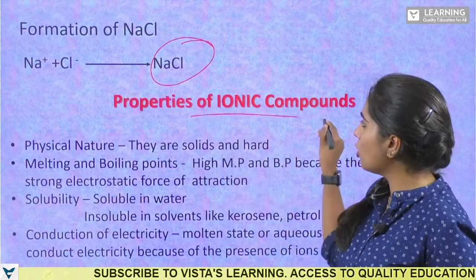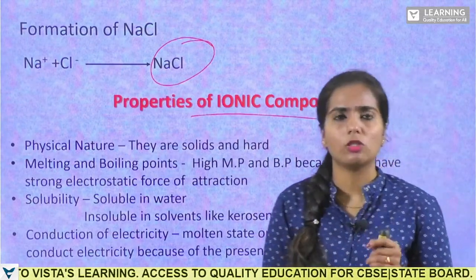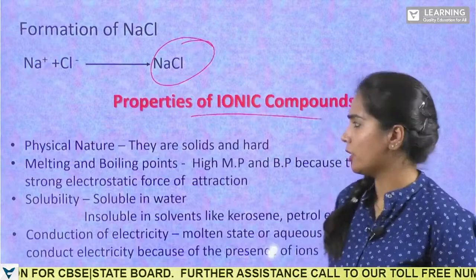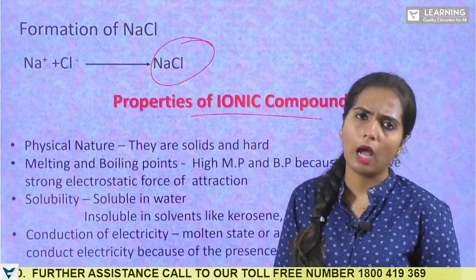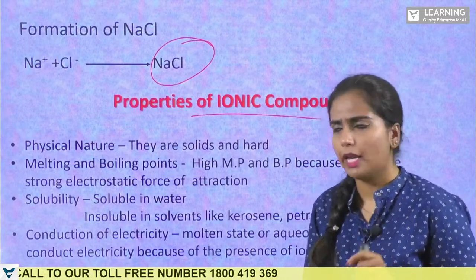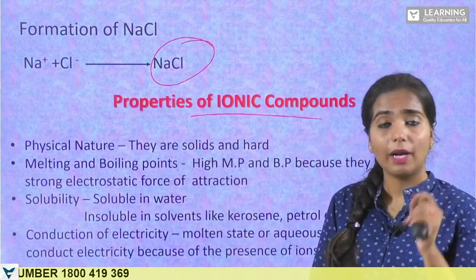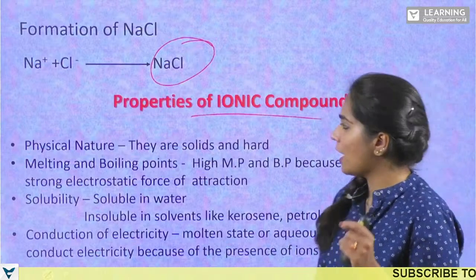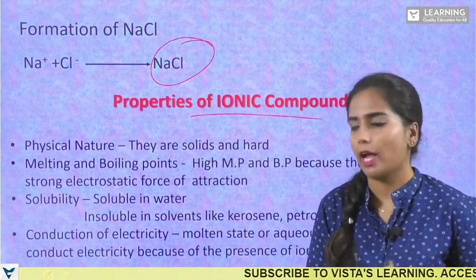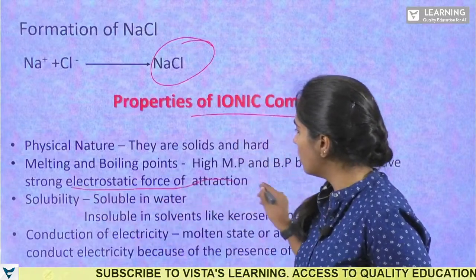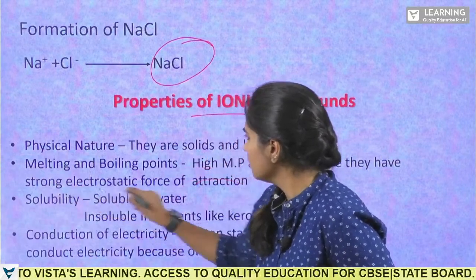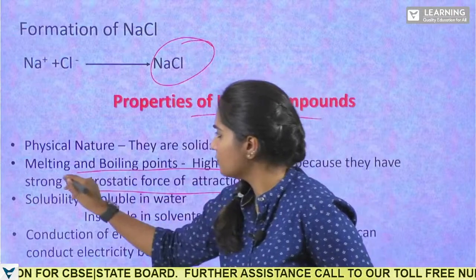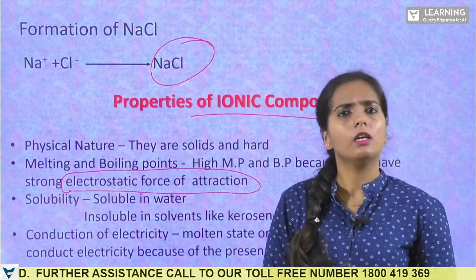Next one is the properties of ionic compounds. These are the important properties you are supposed to remember. The first one is physical nature. They are solids and also they are hard. They are solid in nature and also hard. Followed by the melting and boiling points. What are the melting and boiling points? High melting point and boiling point because they have strong electrostatic force of attraction. This is the important point you are supposed to remember, students. That is, strong electrostatic force of attraction will be there in our ionic compounds.